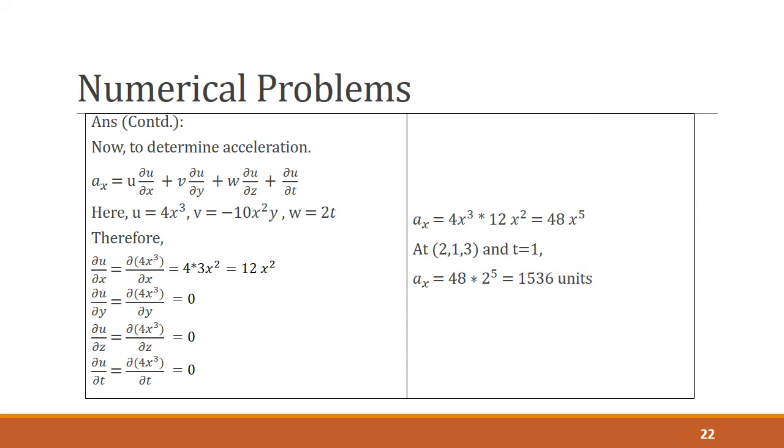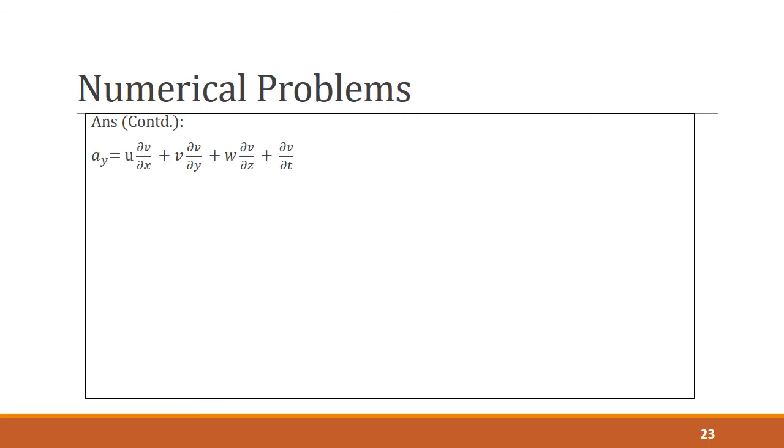Now to find out ay and az in a similar fashion. ay is given by this expression u dou v by dou x plus v dou v by dou y plus w dou v by dou z plus dou v by dou t. So v is getting partially differentiated everywhere. And we know that u, v and w are given by these terms. So first we'll start with dou v by dou x, dou v by dou y, dou v by dou z and dou v by dou t.